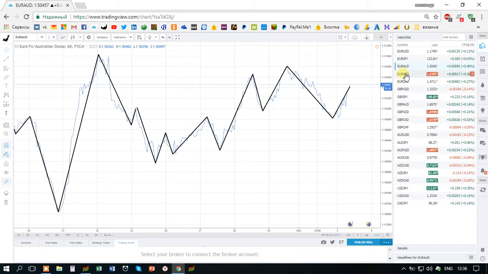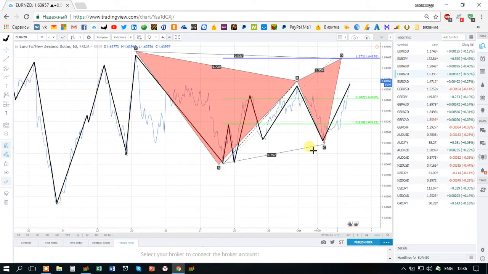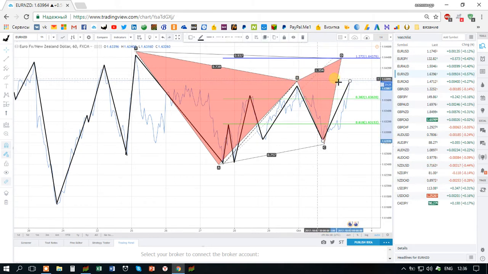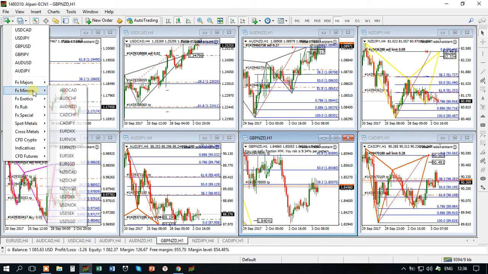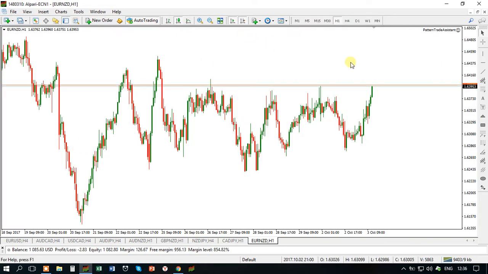Let's go Euro New Zealand. A potential godly pattern. Price is approaching the B point, and if it breaks it, we have pretty good chances to complete the pattern. So let's go to place this trade in my MetaTrader. So first of all, I am to find this trade, Euro New Zealand. Okay, 1 hour time frame, good.